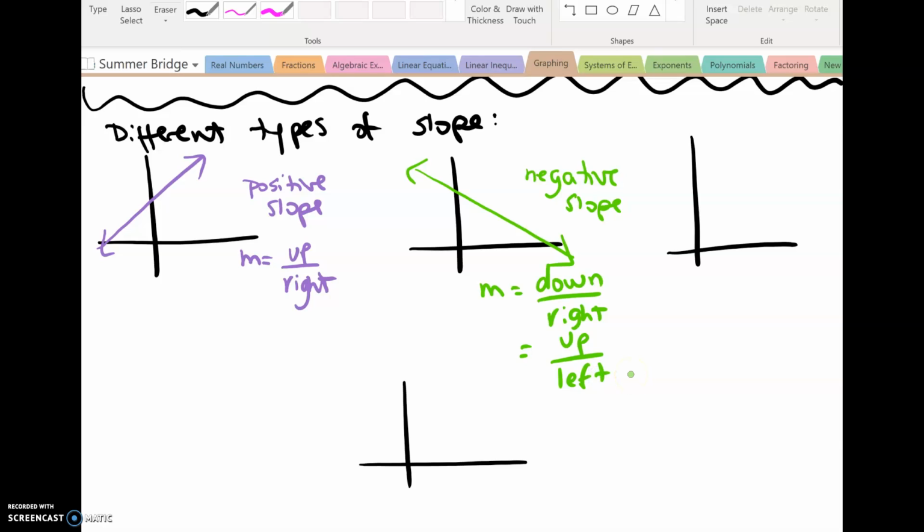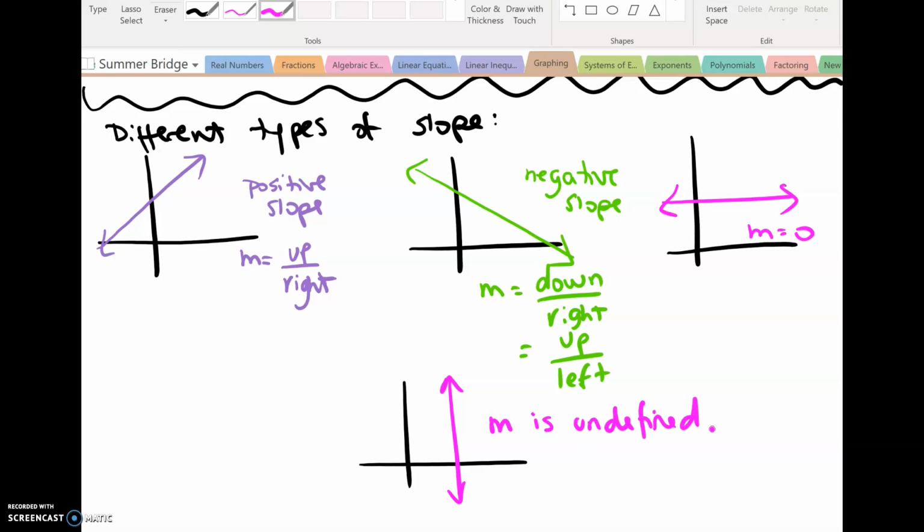Okay. Now, the last 2 types of slope is when you're neither going up the hill or down the hill. We call that slope is equal to 0. And then the final one is when slope is going in a vertical direction, and we say that the slope is undefined.